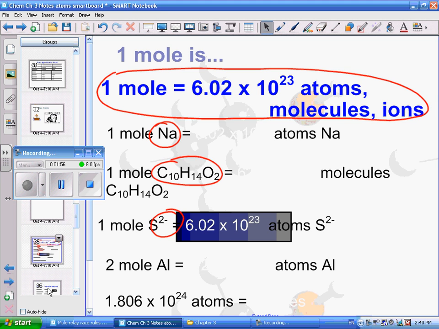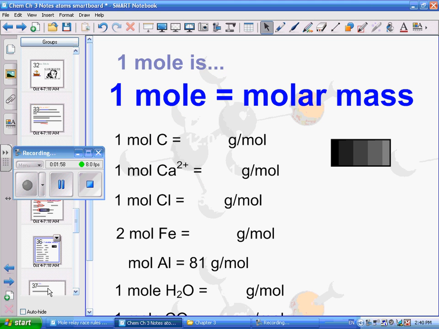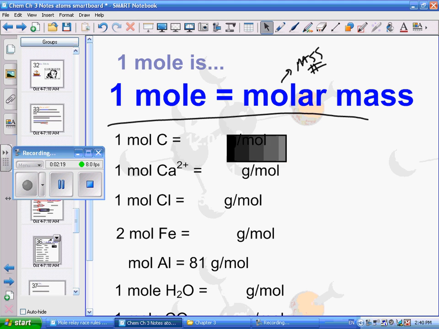All right, next, the second relationship. The first relationship is 1 mole is equal to 6.02 times 10 to the 23rd. Well, 1 mole is also equal to molar mass. And molar mass is the same thing as the mass number on the periodic table. So if you ever want to reference molar mass, you're going to look up what's on the periodic table. For example, 1 mole of carbon is 12.01 grams. Look up the molar mass, that's what it is. 1 mole of calcium ions is 40.1 grams per mole. Again, same thing as a molar mass.